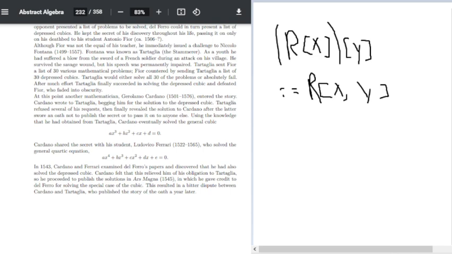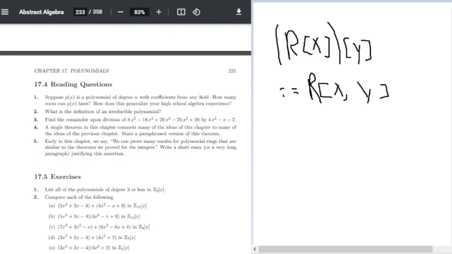the depressed cubic. Cardano felt that this relieved him of his obligation to Tartaglia, so he proceeded to publish the solution in Ars Magna, in which he gave credit to Del Ferro for solving the special case of the cubic. This resulted in a bitter dispute between Cardano and Tartaglia, who published the story of the oath a year later.